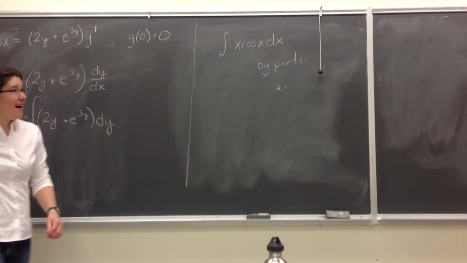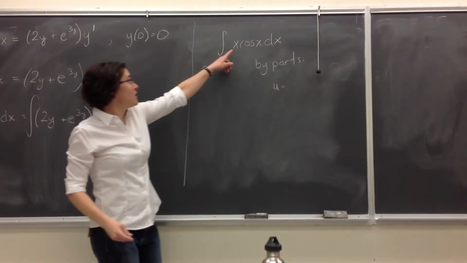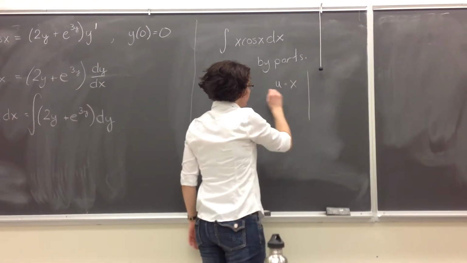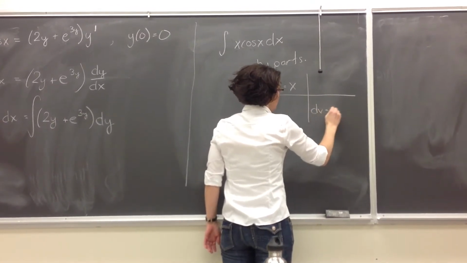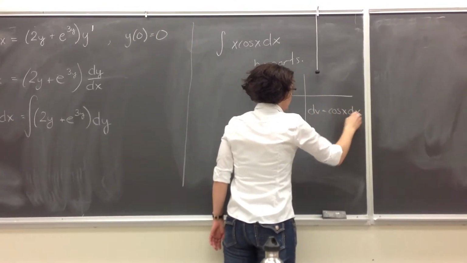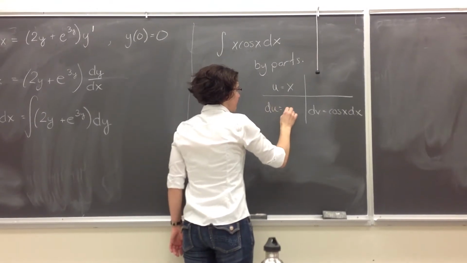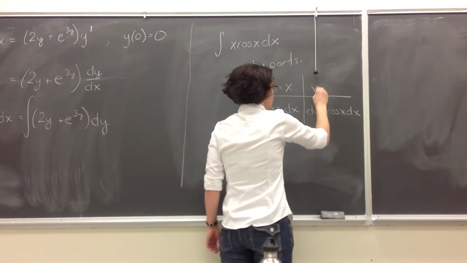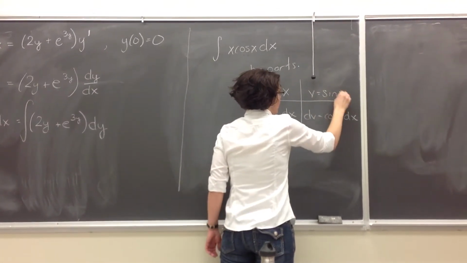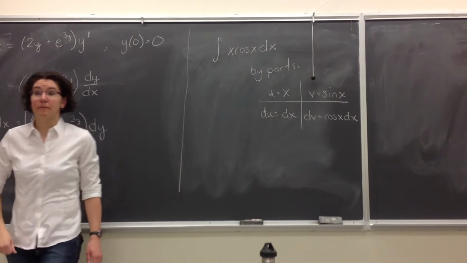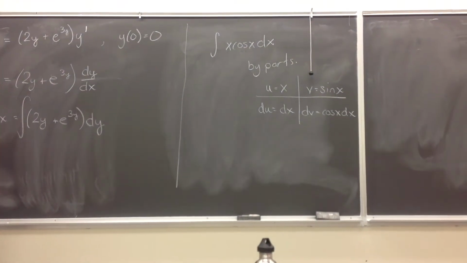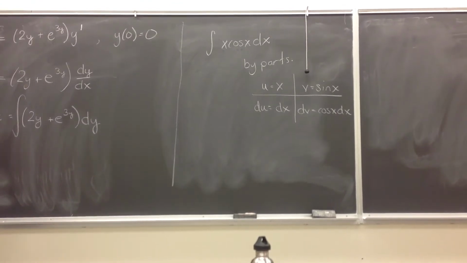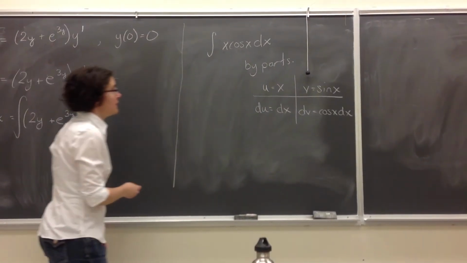So let's see, L-I-A-T-E. I've got algebra, and that comes before my trig, and so I'm going to let u be equal to x. And then my dv will be cosine x dx. So my du is equal to 1 times dx, and my v is going to be sine x. Okay, so now we've got our u, our v, our du, and our dv.